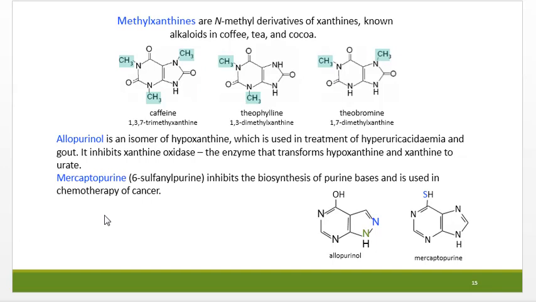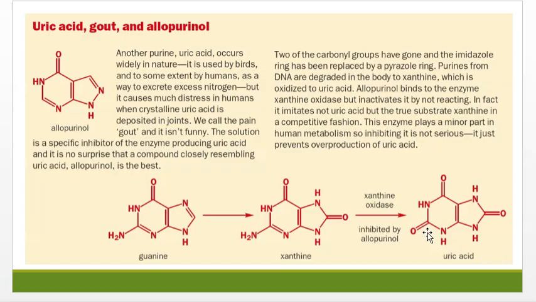But mercaptopurine, 6-mercaptopurine, inhibits the biosynthesis of purine bases and is used in chemotherapy of cancer. This is the molecule of allopurinol and mercaptopurine. Uric acid, this is uric acid, gout, and allopurinol.